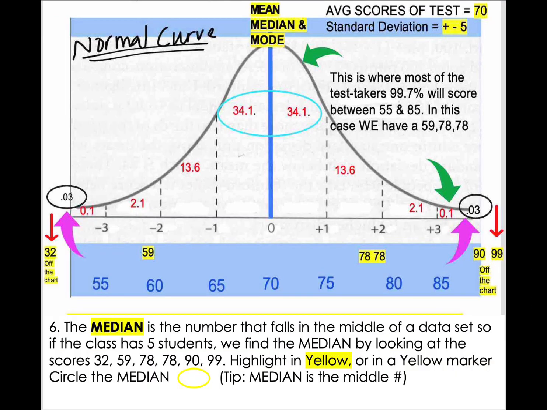Number 6 says the median is a number that falls in the middle of a data set. So if this class has 5 students, we find the median by looking at the scores: 32, 59, 78, 78, 90, and 99. Because we have an even set of numbers, we would take the 2 in the middle, 78 plus 78, and divide by 2. 78 plus 78 added together gives us 156 divided by 2 equals 78.